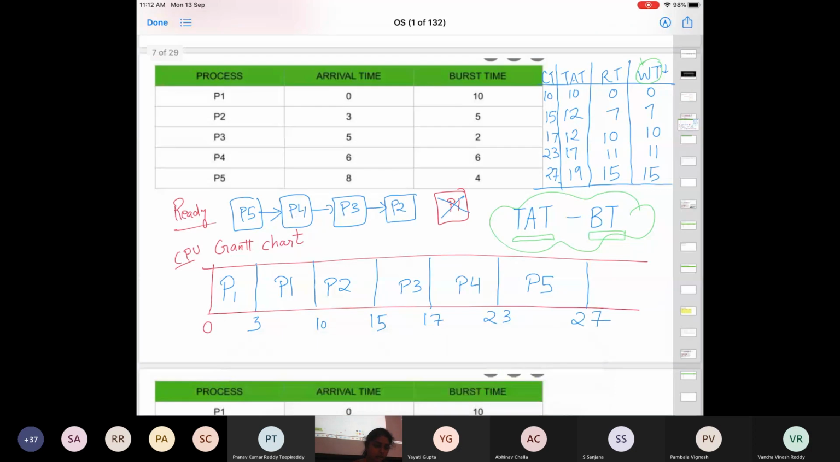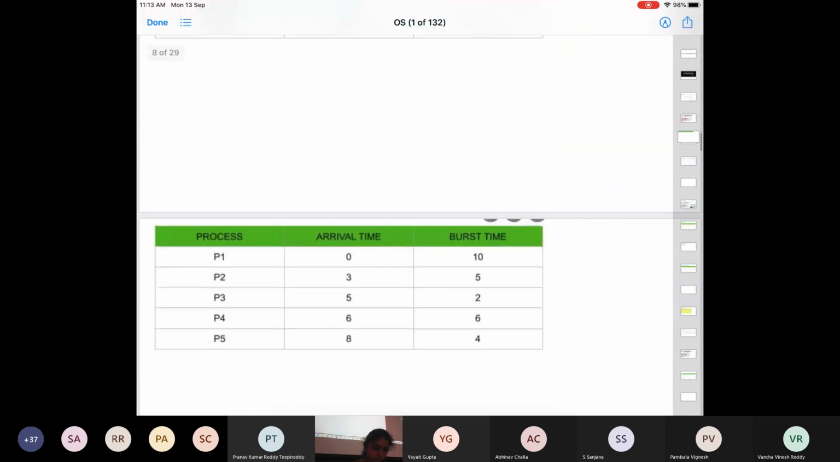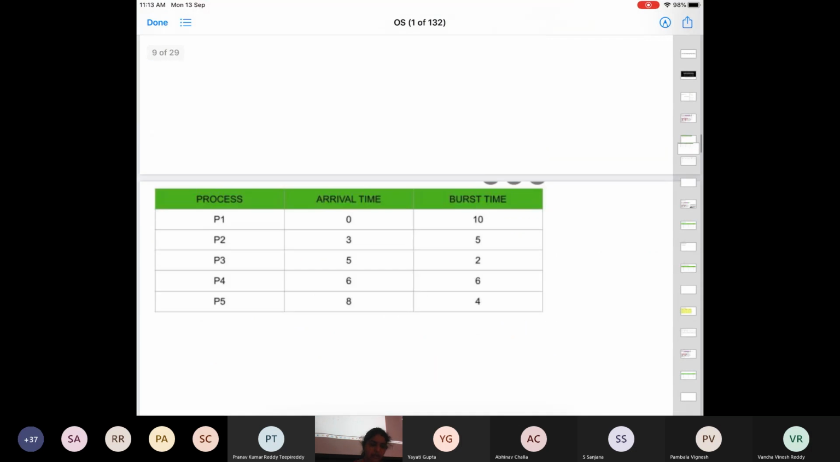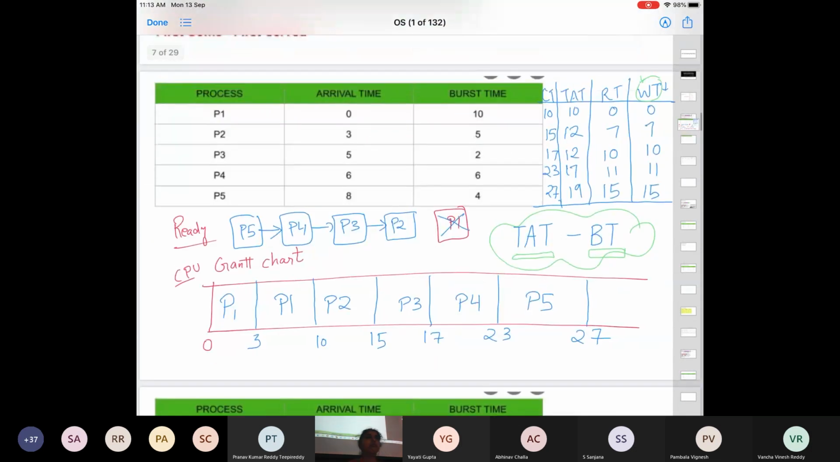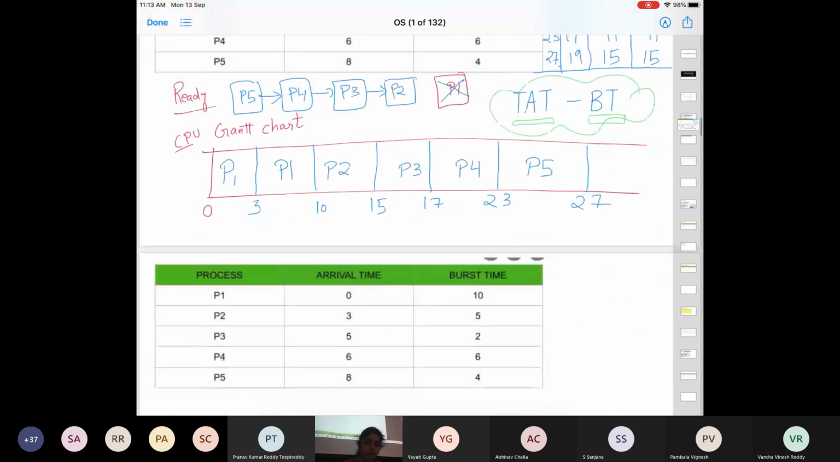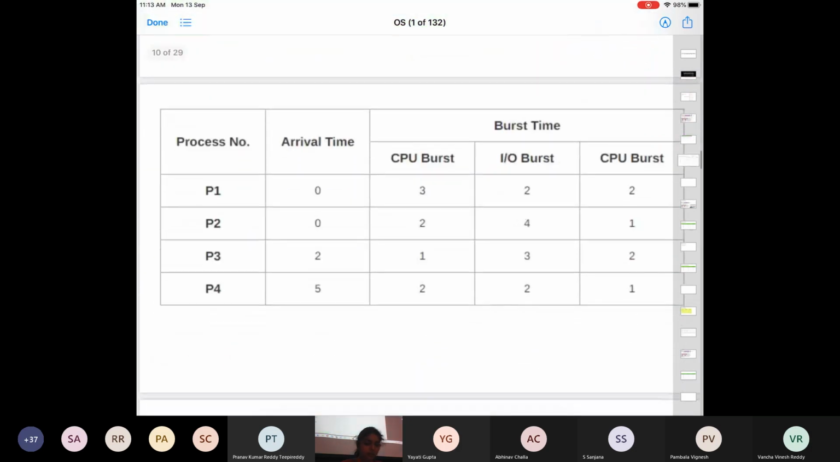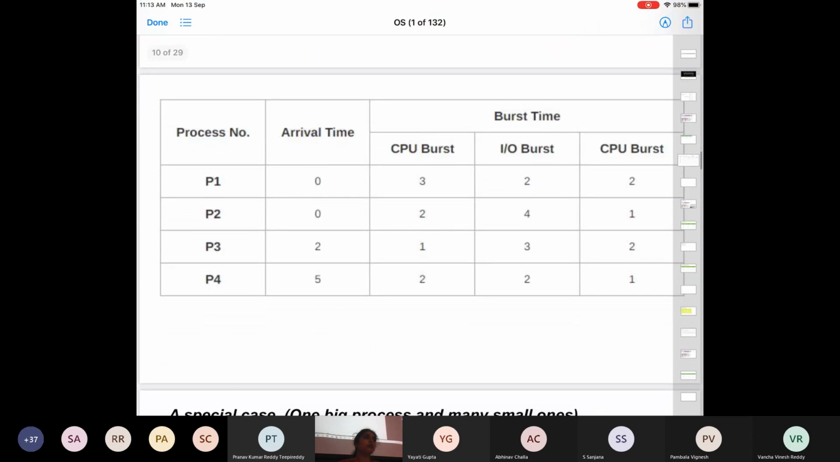Okay. So in this particular example, we have made an assumption, and the assumption was each process only requires CPU. We haven't talked about the input output burst here. You'll see most of such examples only in your book, but I'll discuss one more example with you. This kind of example you might see in some competitive exams, right?